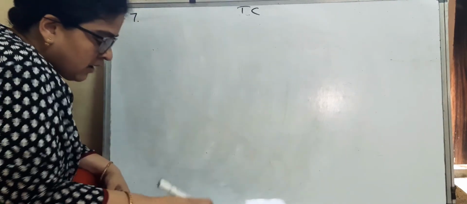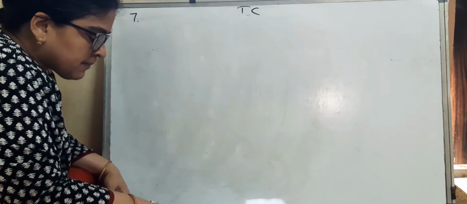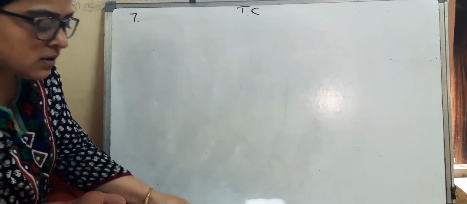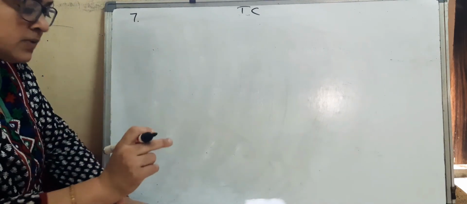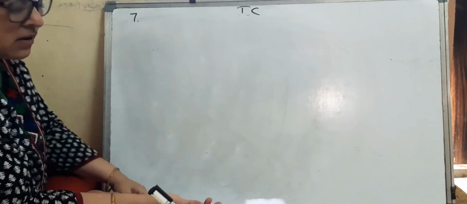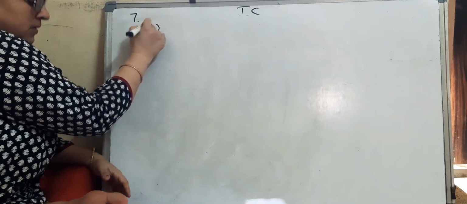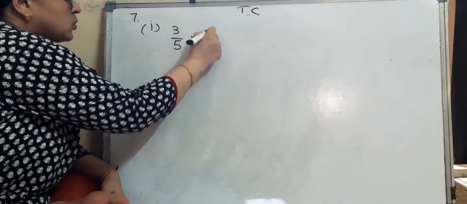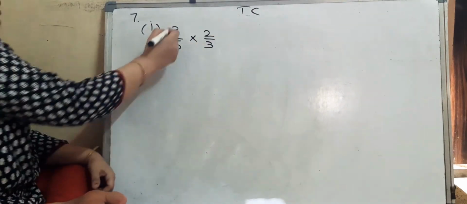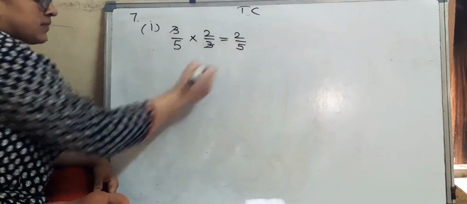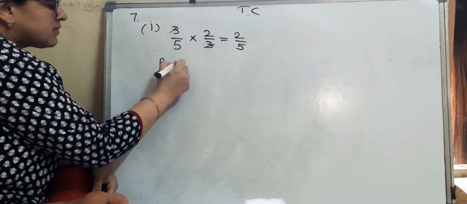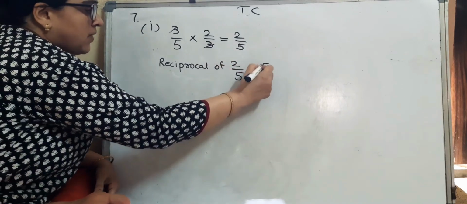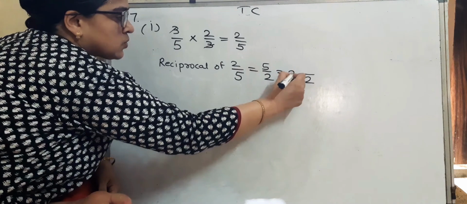Now seventh one. Find the reciprocal, the multiplicative inverse, of this. In the seventh question you have to first solve the sum, and whatever answer comes, convert it into a mixed fraction. Reciprocal, sorry. So first one is 3 upon 5 multiplied by 2 upon 3. Right? So cut down, and the answer is 2 upon 5. Now the reciprocal of 2 upon 5 is 5 upon 2. Convert into a mixed fraction, 2 twos are 4, remainder 1.